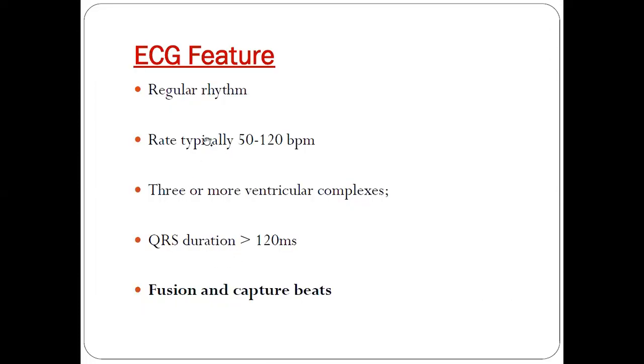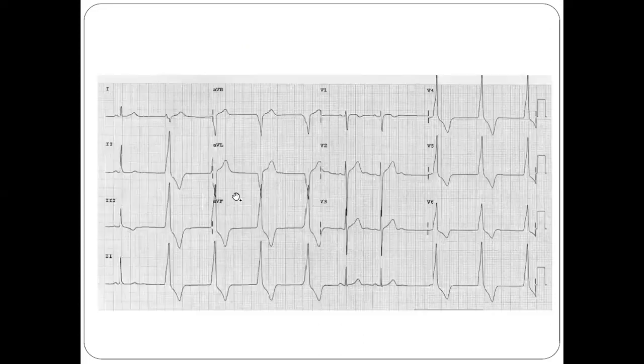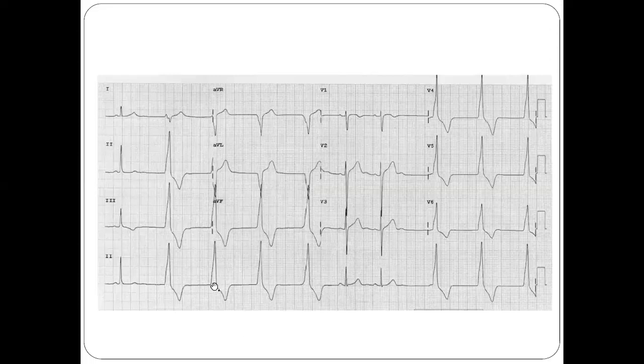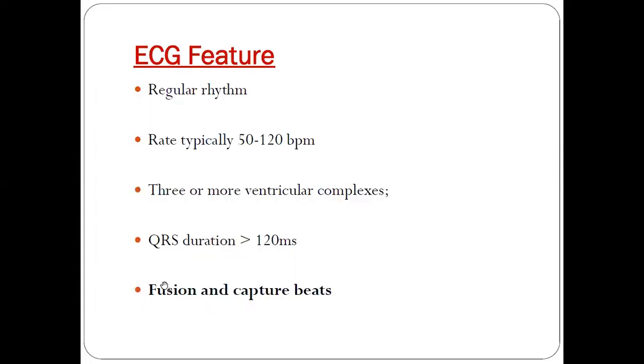The ECG features you see: the patient will have a regular rhythm. The rate will be between 50 and 120. There will be three or more ventricular complexes, and the QRS duration will be more than 120 milliseconds, meaning more than 3 small squares. And there will be fusion and capture beats.